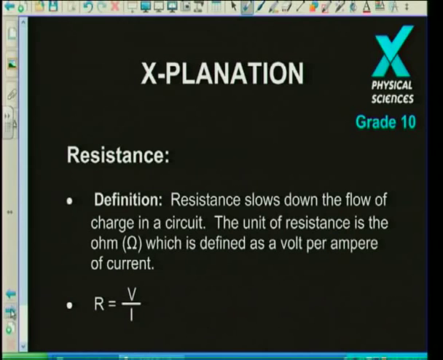Okay, you ready? Ready to move on to a little bit more? Let's go on to resistance. This is a big emphasis for grade 10.